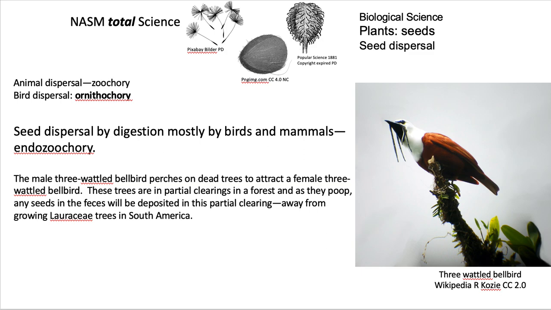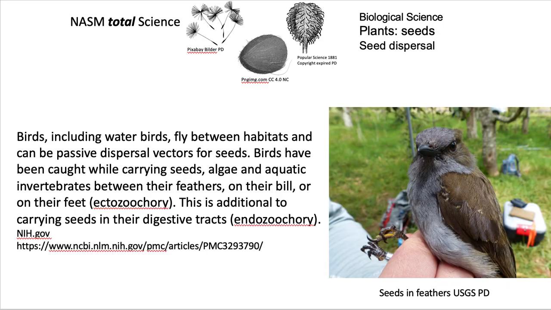the three-wattled bellbird, you can see its three wattles hanging down below its beak, and it goes into clearings to attract females. This is the male one, and so where it poops, and indeed where the females are going to poop in these open areas, is more advantageous to the seeds growing.